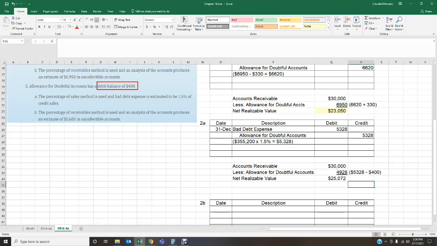Okay. Now 2B says the percentage of receivables method is used, and an analysis of the account produces an estimate of 5,685 in uncollectible accounts.